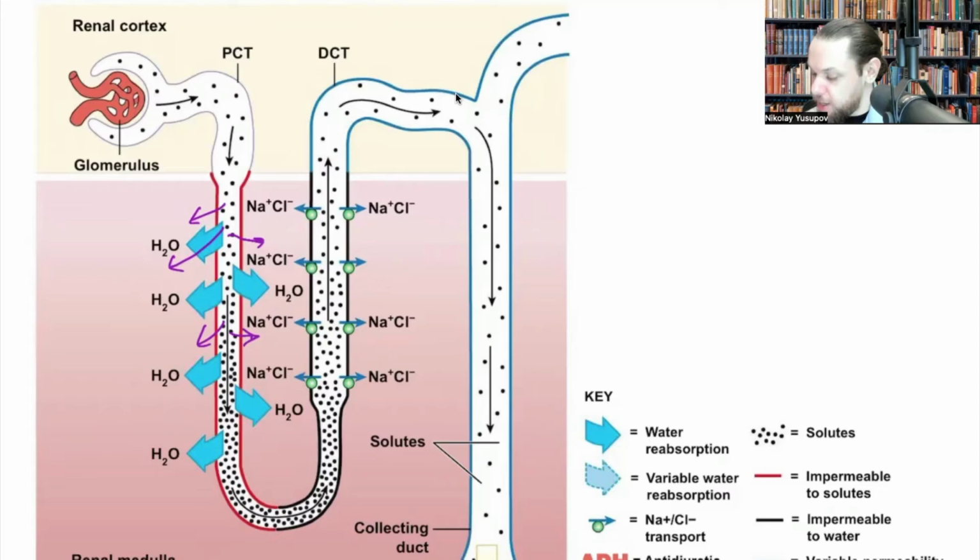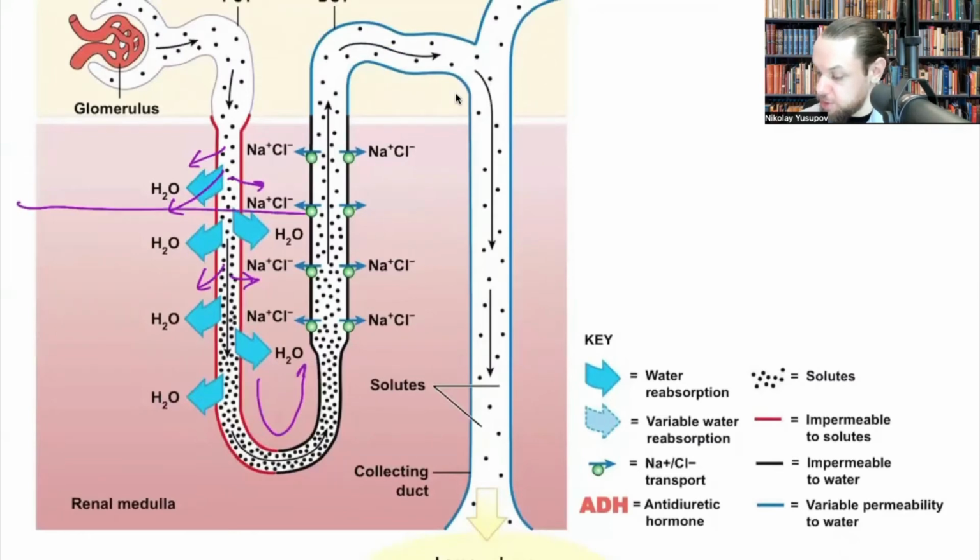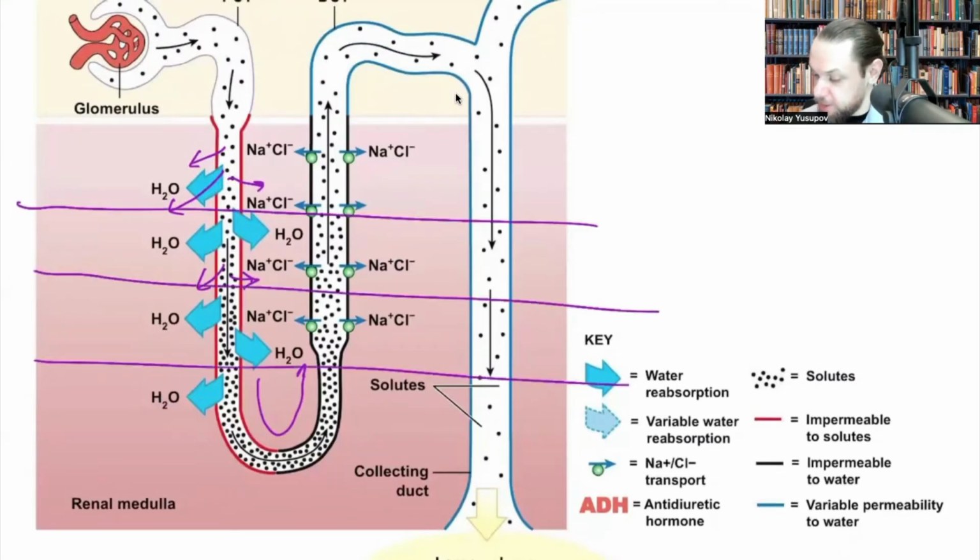But as you move up through the ascending loop of Henle, the thick ascending loop of Henle, it's no longer water permeable. So all you can do is basically release your solutes. And by the way, solute concentration increases as you move down these gradients. As you make your way down here, the concentration may be 1200 milliosmoles. So this part of the nephron is water permeable.